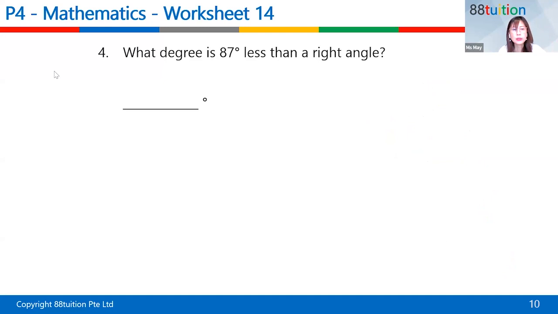Next, what degree is 87 less than a right angle? This is very easy. Right angle is 90 degrees. So 87 less than a right angle means 90 degrees minus 87 degrees.